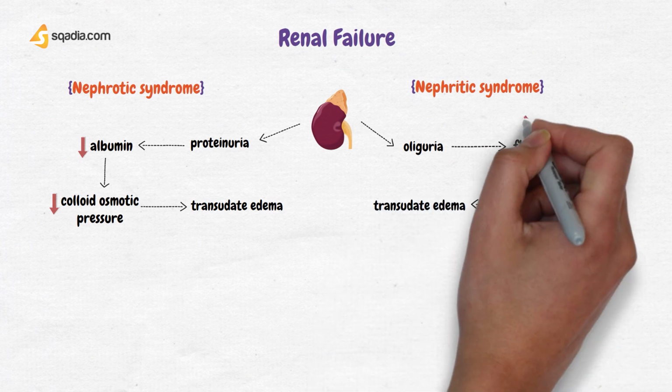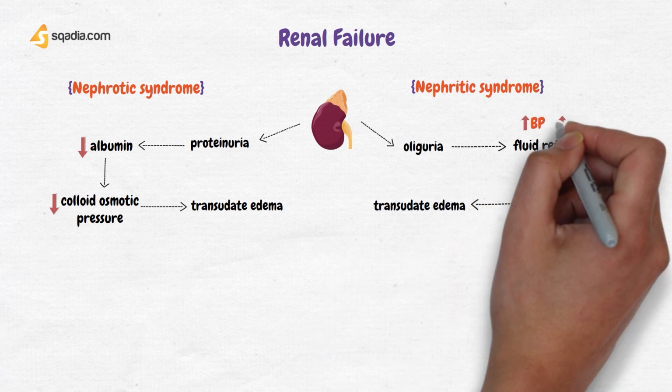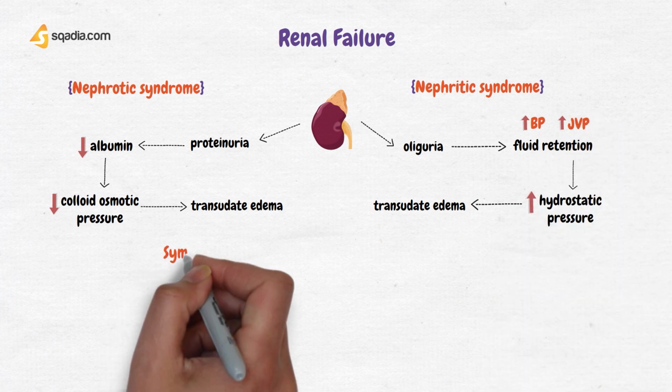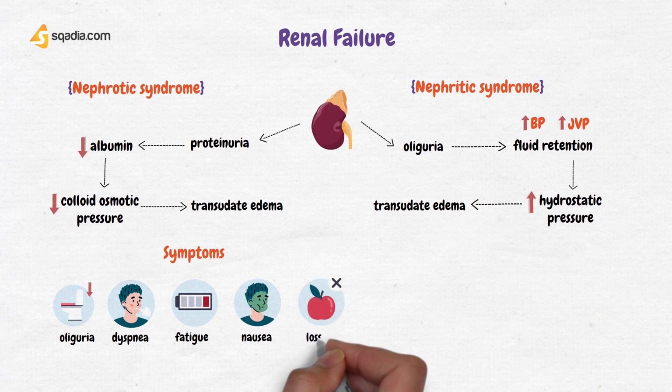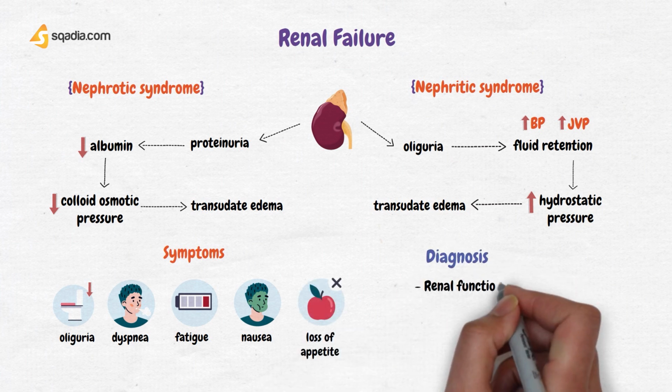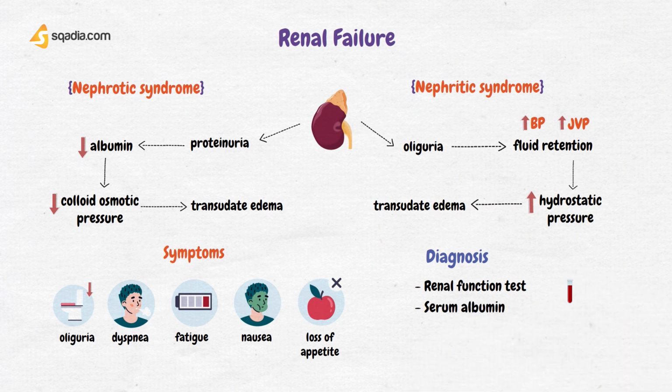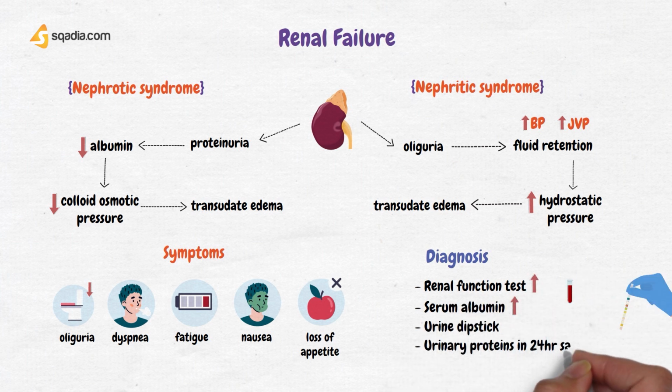Other signs in nephritic syndrome include hypertension and a raised JVP, both due to volume overload. Symptoms of renal failure include oliguria, shortness of breath, fatigue, nausea, and loss of appetite. To diagnose renal failure or injury, renal function tests and albumin levels are measured in serum, both of which are raised. Proteins in urine are detected by urine dipstick and can be measured in a 24-hour urine sample.